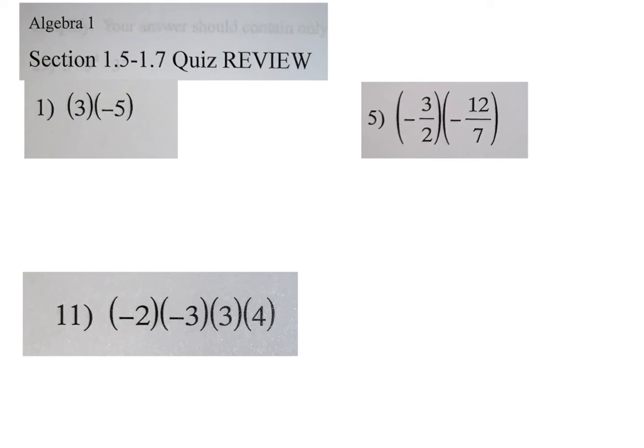The first page is all multiplication. So if it's just two numbers, you're just going to multiply the two numbers. Just apply your rules of multiplication here as you do it. I picked out 1, 5, and 11 from the first page. So those are the three I'm going to do for you.